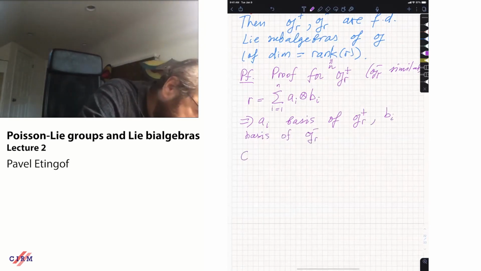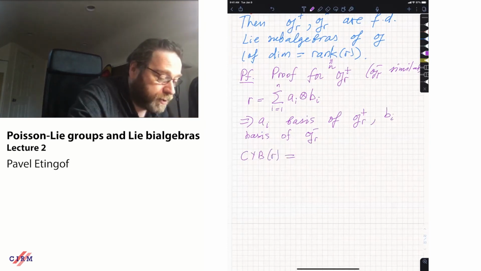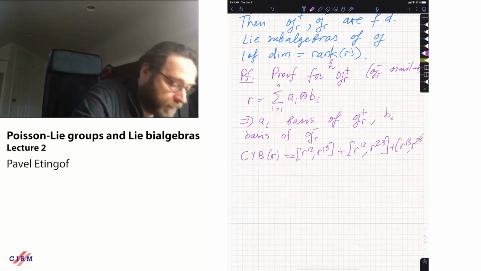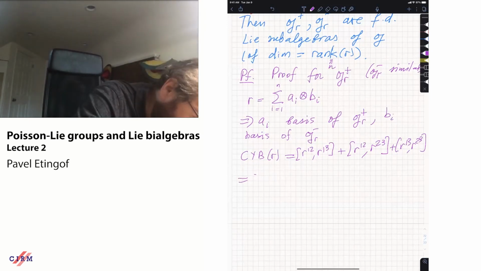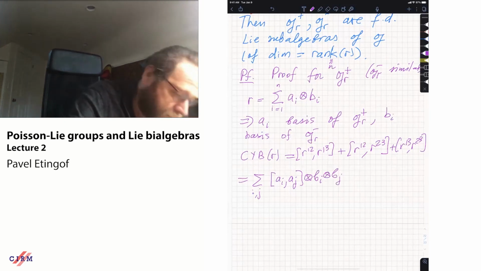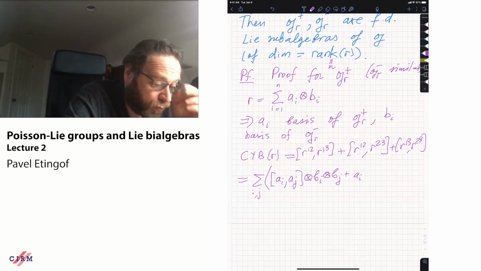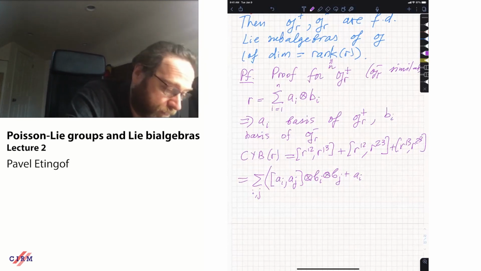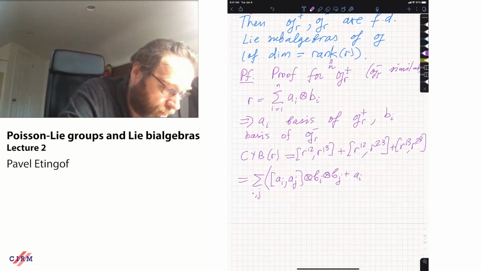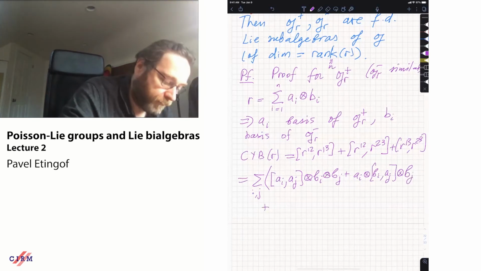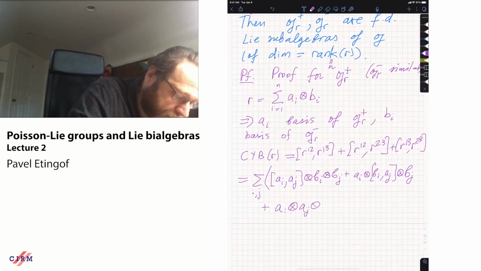And then the classical Yang-Baxter expression of R is what? Well, you have R12 and R13 plus R12 and R23 plus R13 and R23. So what is R12, R13? Well, I claim that this is the sum over I and J of the bracket of AI with AJ, tensored with BI, tensored with BJ. And then the second one: here we have two 2's, so we have a commutator in component 2, so we have AI tensored with the commutator of BI, AJ, BJ. And the third one has a commutator in component 3, so it's going to be AI, AJ, and the commutator of BI, BJ.